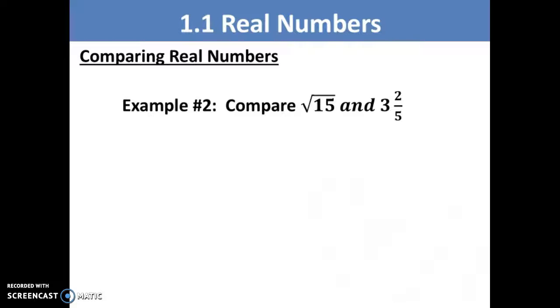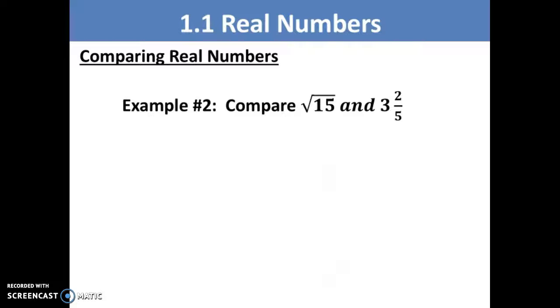Let's do a quick example where we compare two numbers. Example 2 says compare square root of 15 and 3 2/5. So again, we have a radical and we have a mixed numeral. In order to compare them, we need to make them in the same format. So I'm going to roughly change them to decimals. Let's start with the square root of 15. Again, we said we had to estimate that.